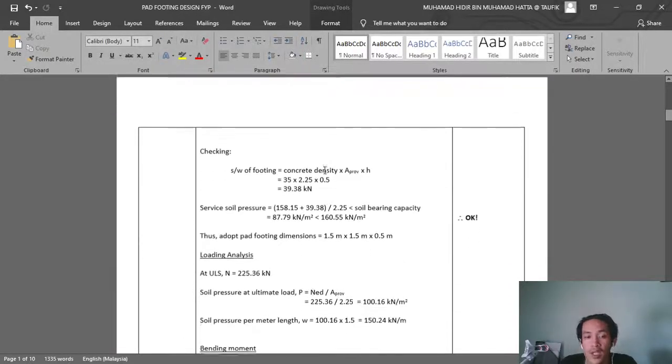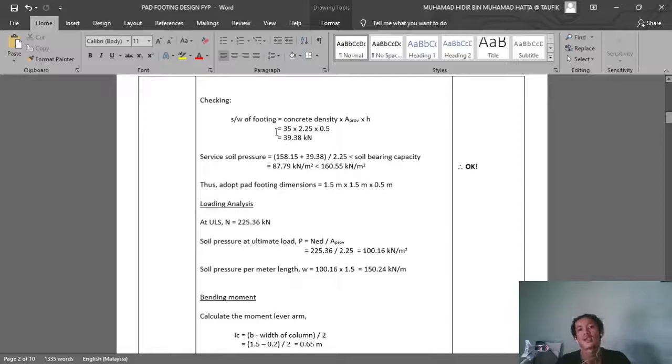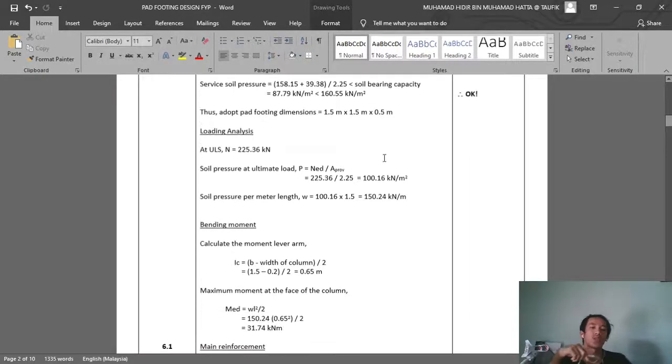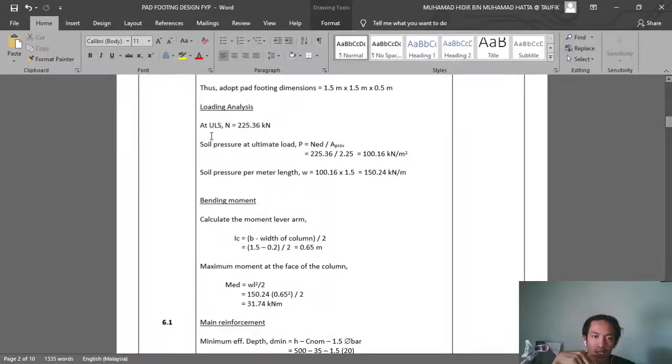Then we need to check whether it is suitable or not. We need to check the effect of footing, then check the surface soil pressure. The soil bearing capacity must be larger than this pressure value, and we can use H as 0.5. It is okay. Then we proceed to the loading analysis, and we calculate the ULS.